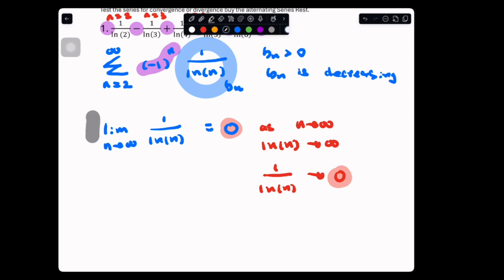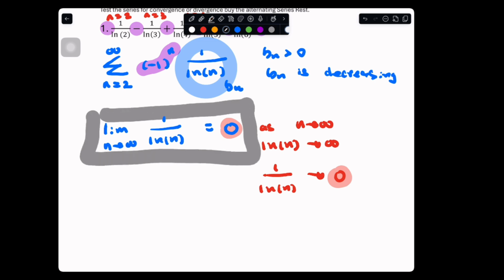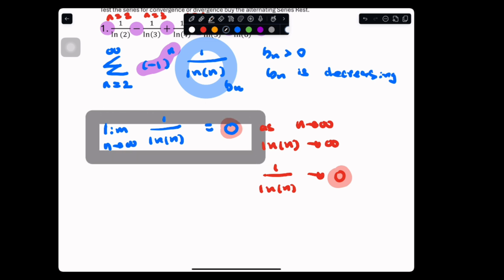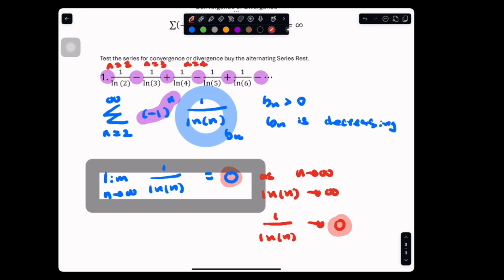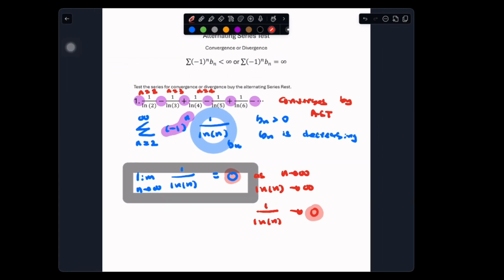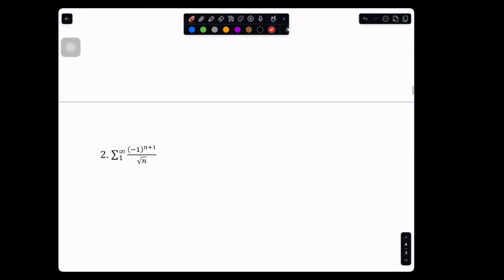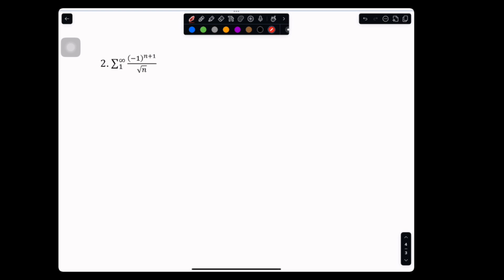So more importantly, what do we know? This series what? Converges by what? Alternating series test. Okay. Next example.